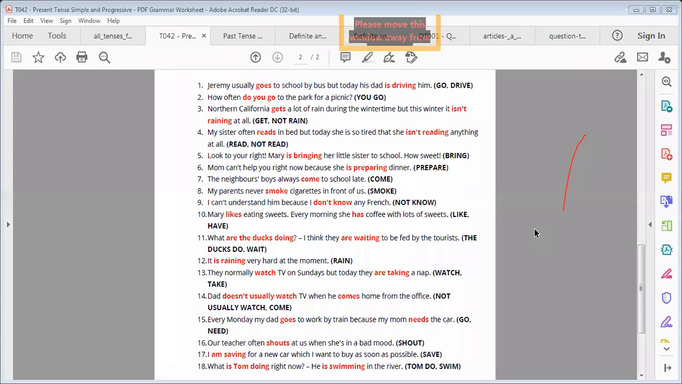Because it is neighbors boys, Omkar, it is plural. That is why come. Neighbors boys. So that is why you will not write comes. Okay.